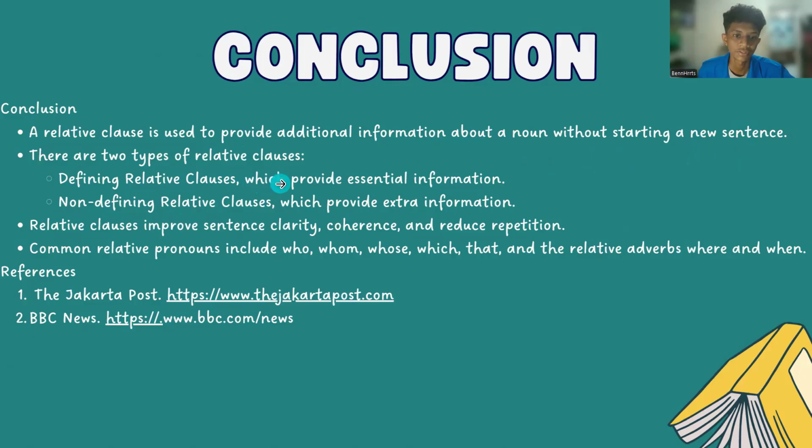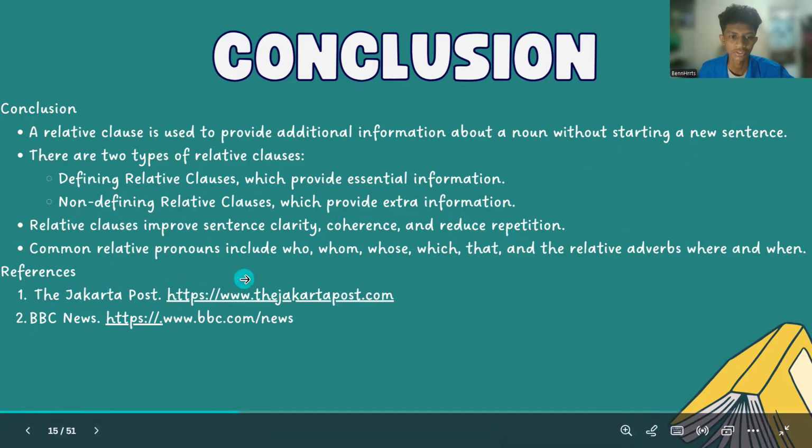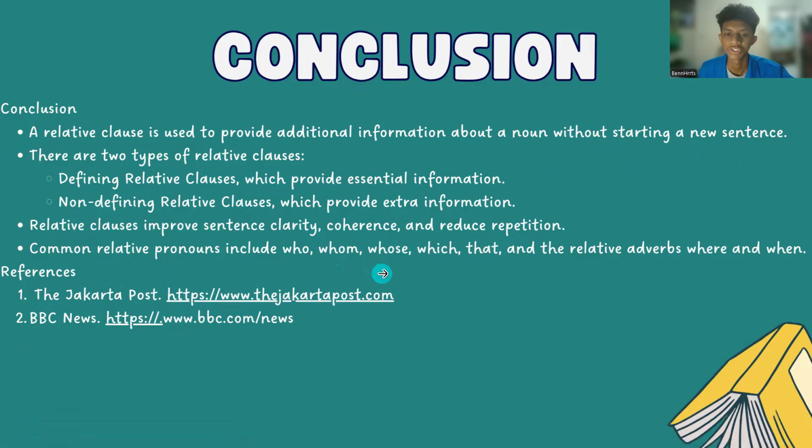There are two types of relative clauses. The first one is defining relative clauses, which provide essential information. And the second one is non-defining relative clauses, which provide extra information. Relative clauses improve sentence clarity, coherence, and reduce repetition. Common relative pronouns include who, whom, whose, which, that, and the relative adverbs where and when. And this is for references, the Jakarta Post and BBC News.